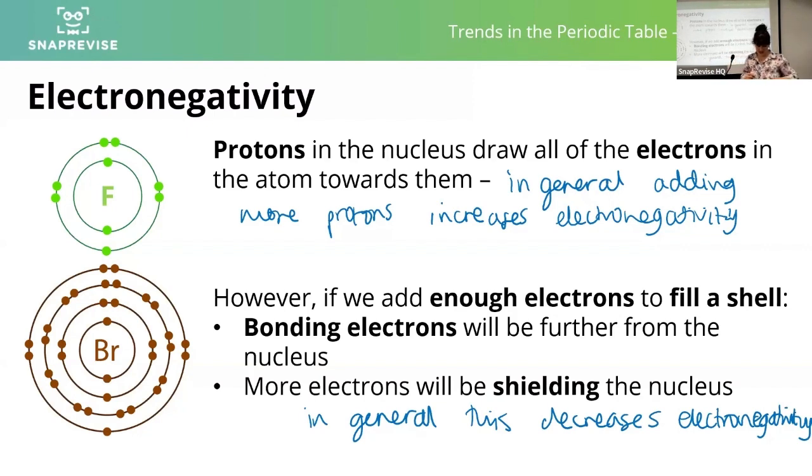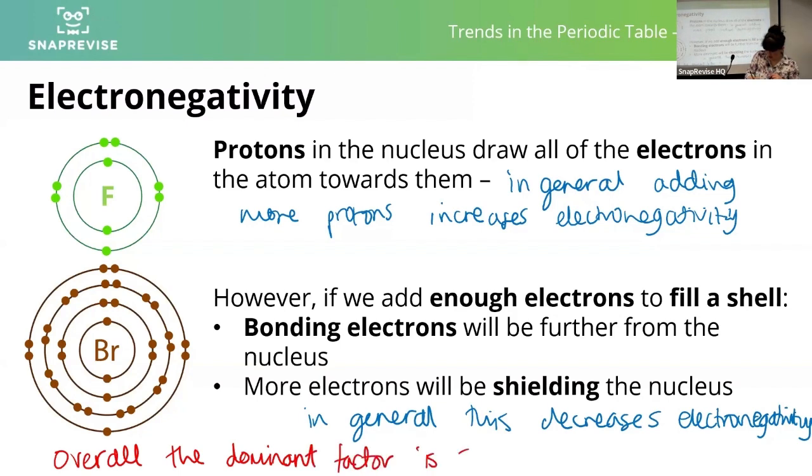So in this case, it's the same. It is shielding. So overall, the dominant factor is shielding. As in, that has the greater effect, and that is what trend we see.